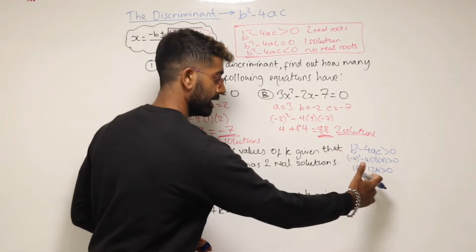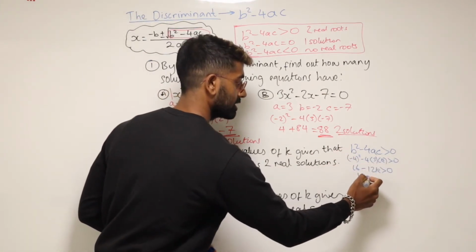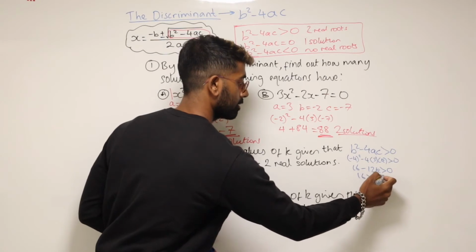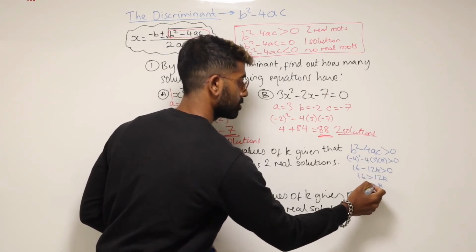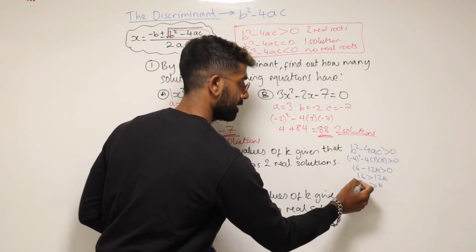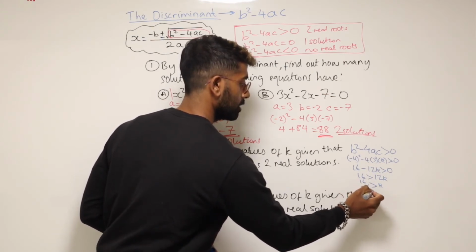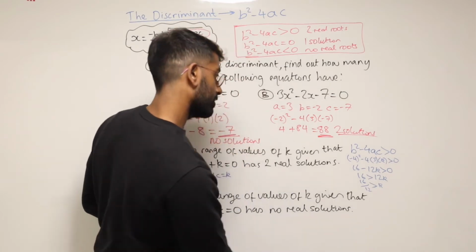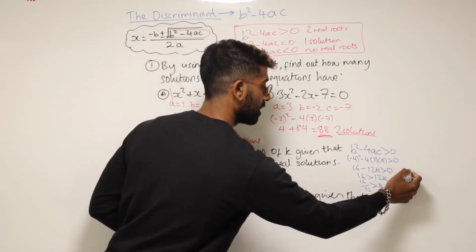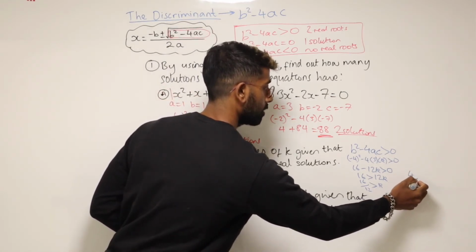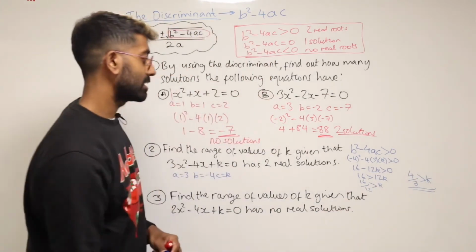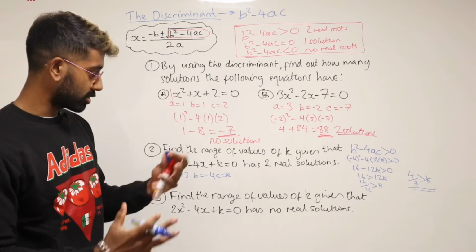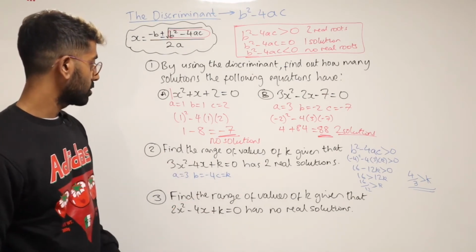Now what we've got is just a simple inequality that we can solve. So take the 12k over, so we'll have 16 has to be bigger than 12k, and then k has got to be smaller than 16 twelfths, and then that can simplify. Divide both of those by 4, so we'd have k has got to be smaller than 4/3, so that's going to be our answer for that one.